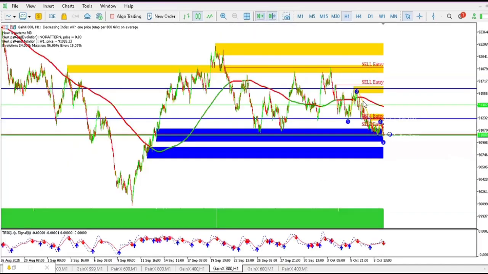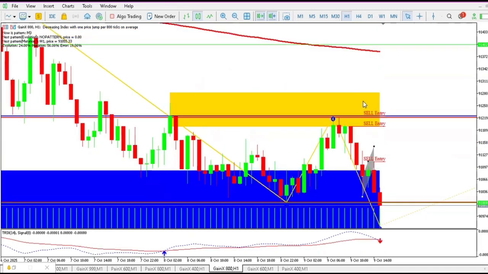So here we've opened our hourly time frame and just take a look at the overall trend. This is how you see the overall trend. On the overall trend, we can also see that the market is bearish. And our last signal on H1 is the sell entry, which means our market is bearish. So we can't try to enter a buy setup here.